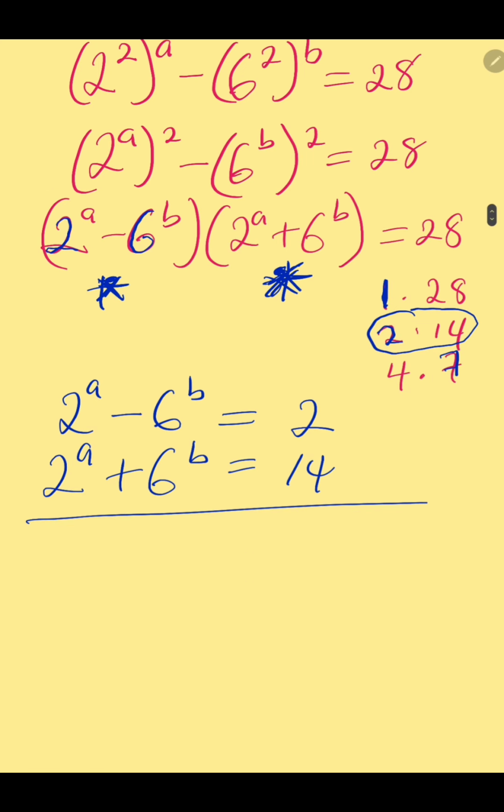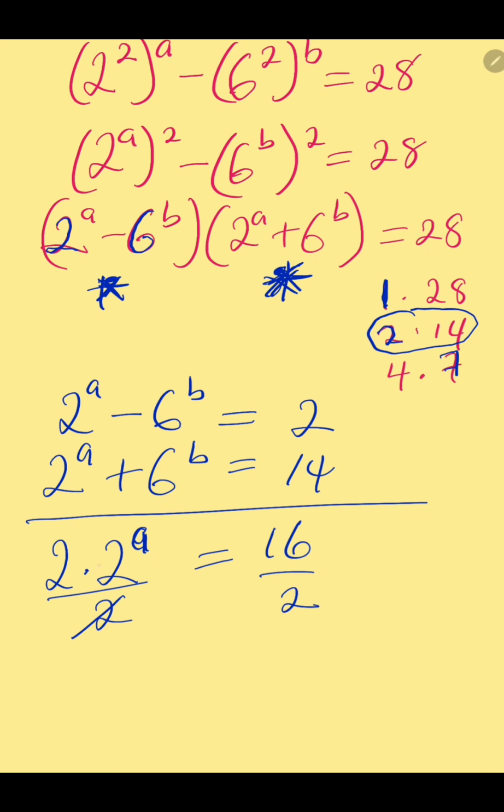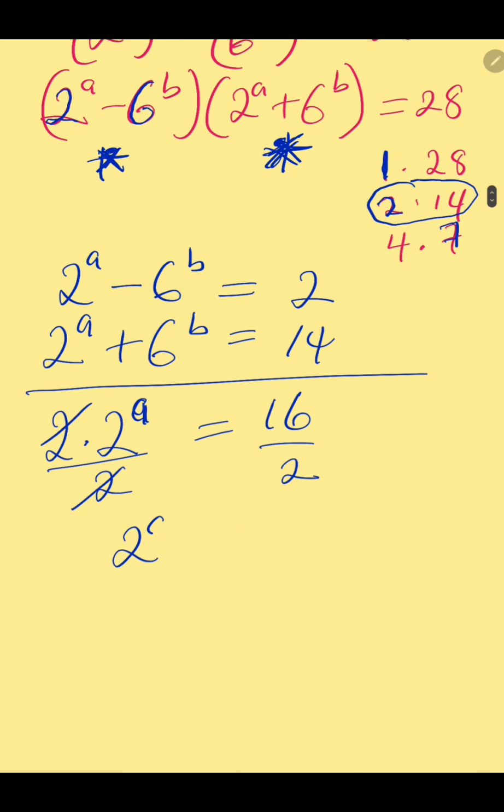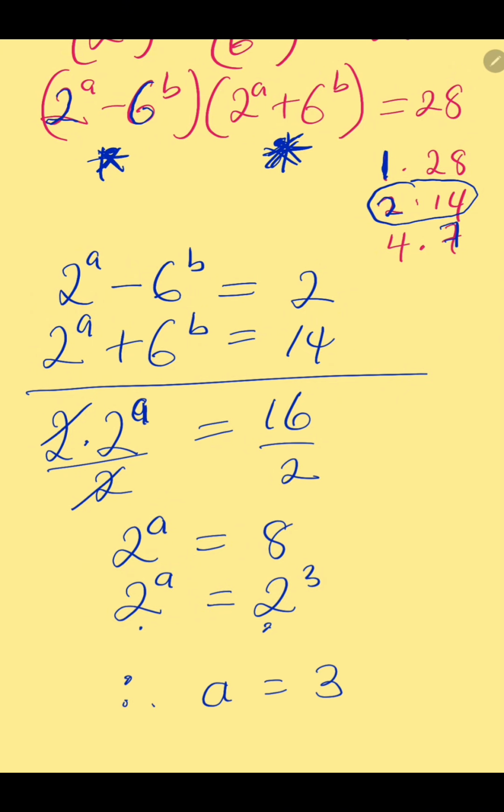Now, assuming I try to add the two equations. If I add the two equations, -6^b plus 6^b will be 0. Then 2^a plus 2^a will give us 2 multiplied by 2^a equals 2 plus 14, which is 16. Now, let us divide both sides by 2. I am having 2^a is equal to 8. So 2^a is the same thing as 2^3. Bases are the same, therefore a is equal to 3.